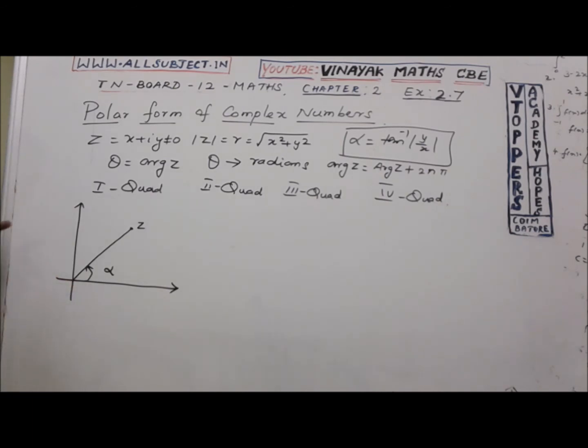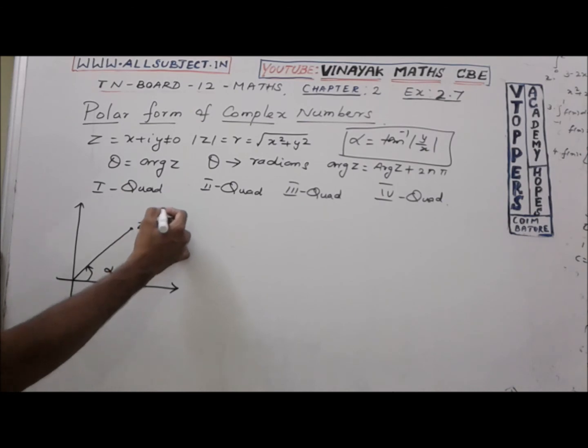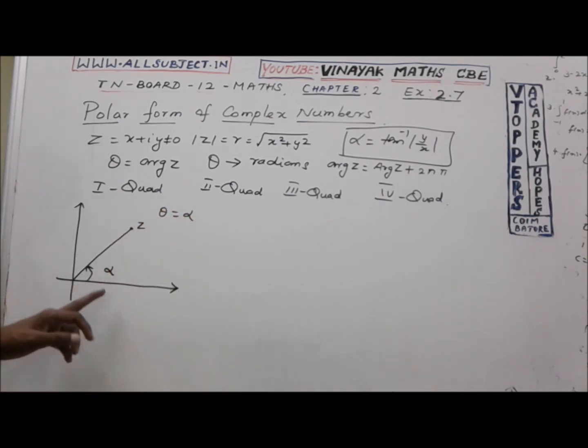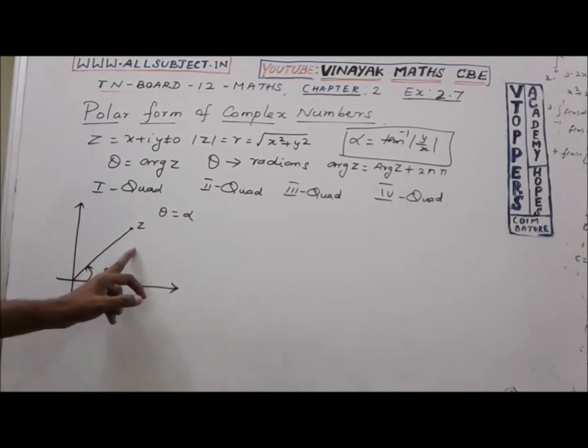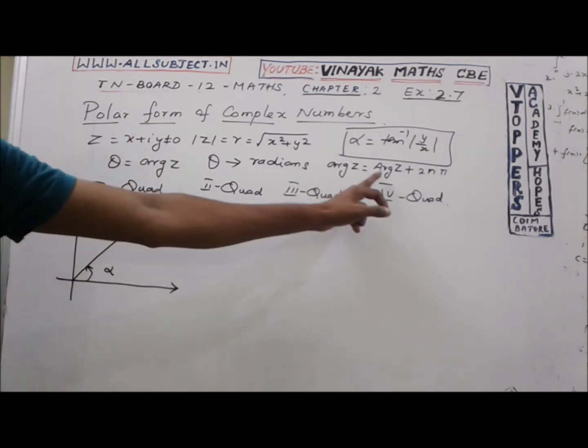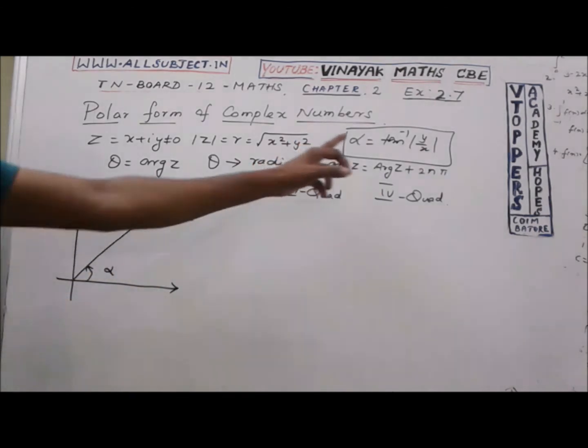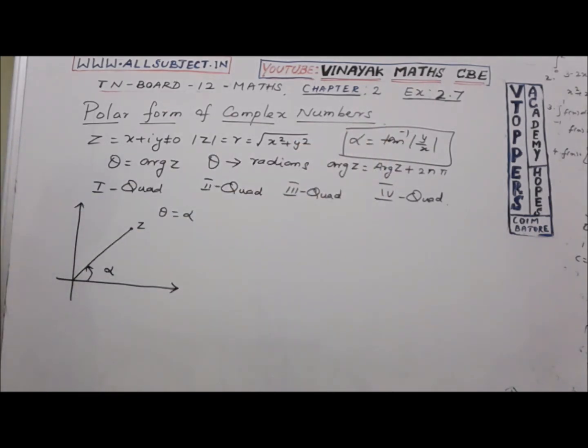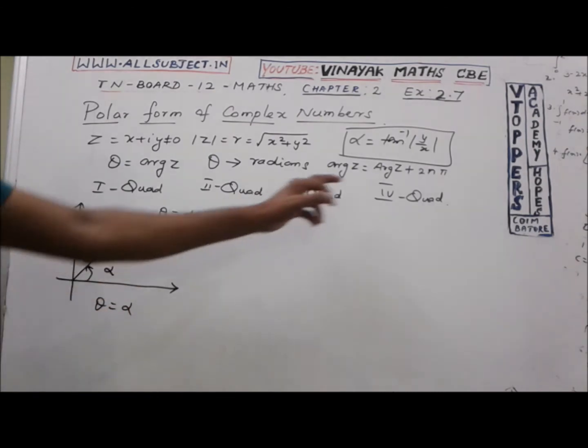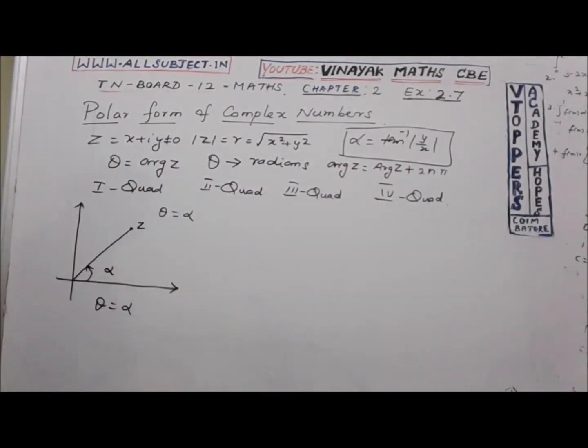Now theta is known as the principal value here. Then theta equals alpha when the complex number lies in the first quadrant itself. If the given complex number lies in the first quadrant, that principal value will be equal to this alpha value, tan inverse of y by x. And this is for the first quadrant. The theta value will be equal to alpha, the arg of Z equal to alpha, tan inverse of modulus of y by x.